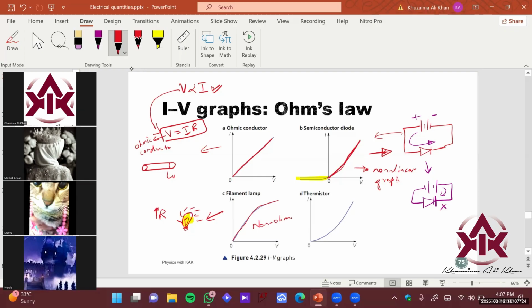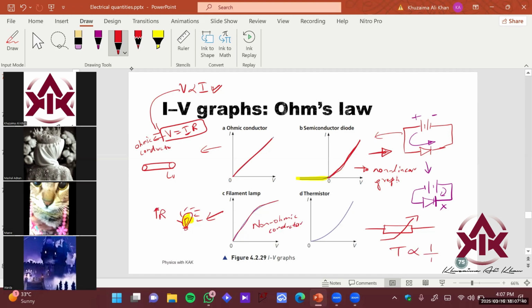It does not follow Ohm's law, right? And then you have the thermistor here. The thermistor symbol is this, right? This is the thermistor here. It's a sensor here. So if you increase the temperature, the resistance drops, right?